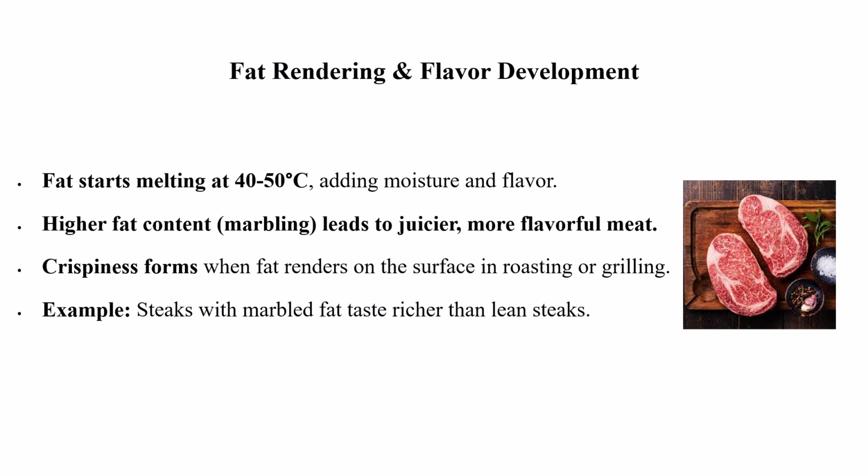Fat rendering and flavor development. Fat starts melting at around 40 to 50 degrees Celsius, adding moisture and flavor to the meat. Higher fat content like marbling leads to juicier and more flavorful meat. The crispy crust on roasted meats is due to fat rendering on the surface.